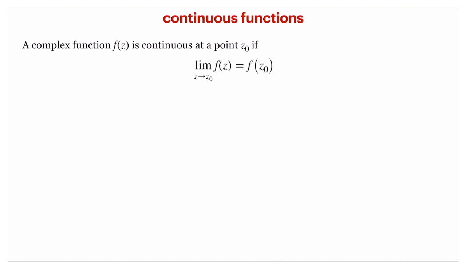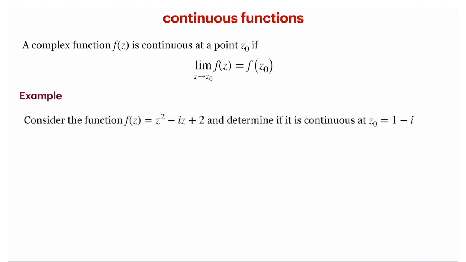Let's go to continuity of a function. A complex function f of z is said to be continuous at point z naught if the limit as z goes to z naught of f of z is equal to f of z naught. So the limiting value now has to be the value of the function itself. Then only the function becomes continuous. Let's look at an example.